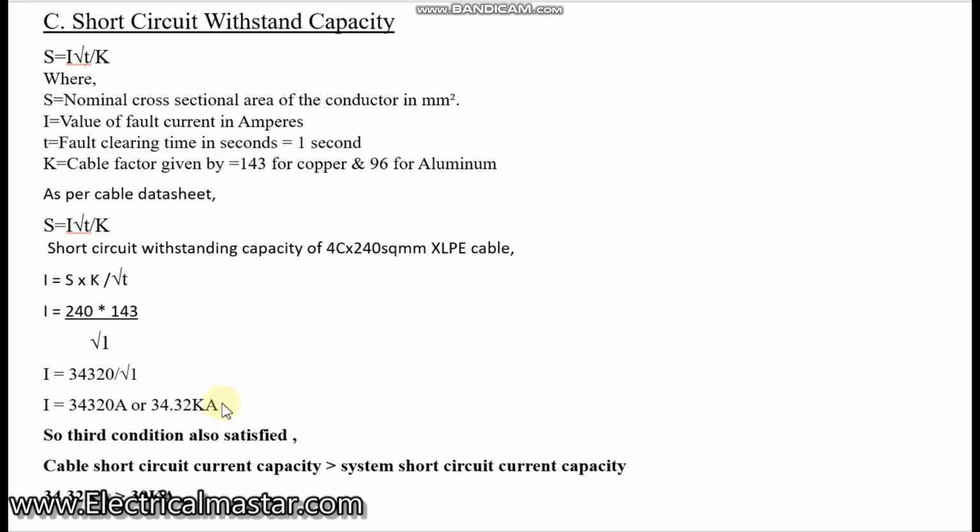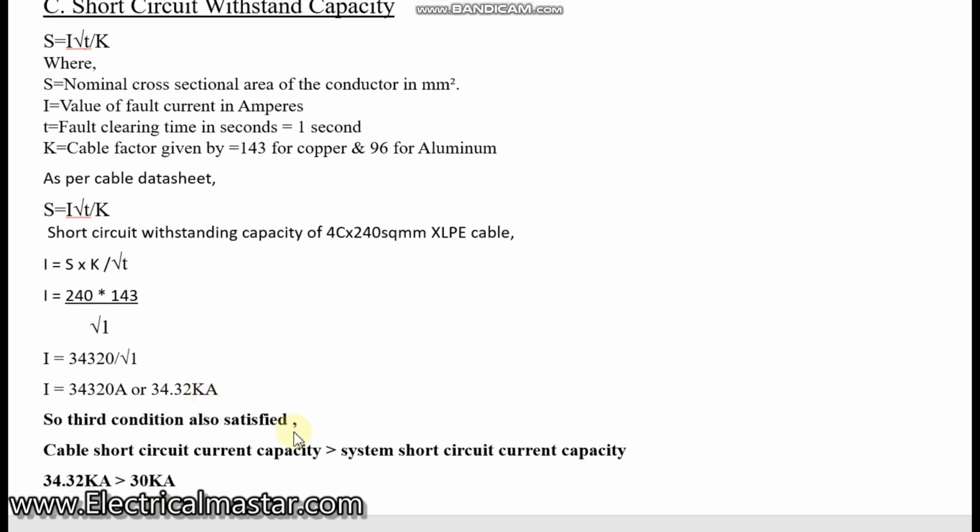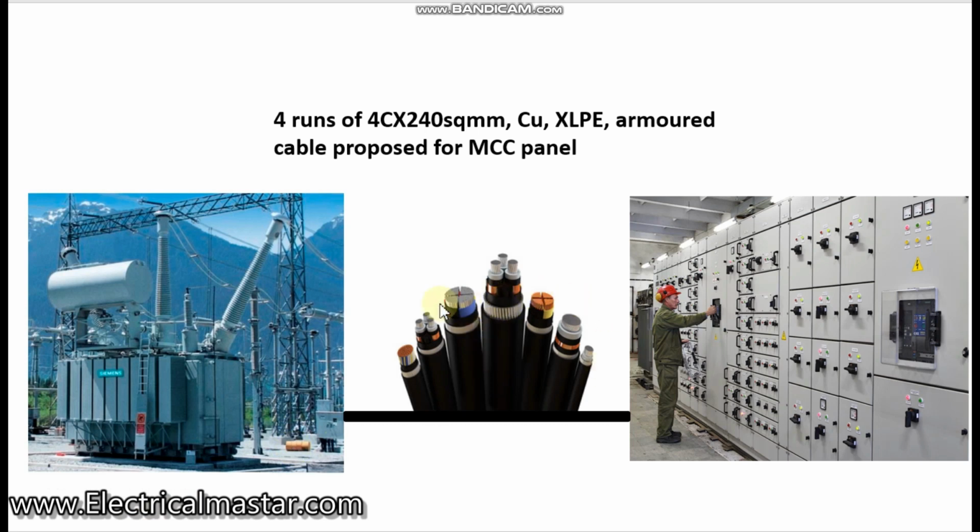Our system short circuit current is only 30 kilo ampere and my cable short circuit current value is 34.32 kilo ampere. It means my cable short circuit capacity is more than the system short circuit capacity. So my cable is sufficient for short circuit withstanding capacity. So the cable has now satisfied all three conditions: derating factors, voltage drop and the short circuit current. So finally I conclude this project: connecting the transformer output to the MCC panel through 4 runs of 4 core 240 square mm copper XLPE armored cable proposed for that MCC panel.